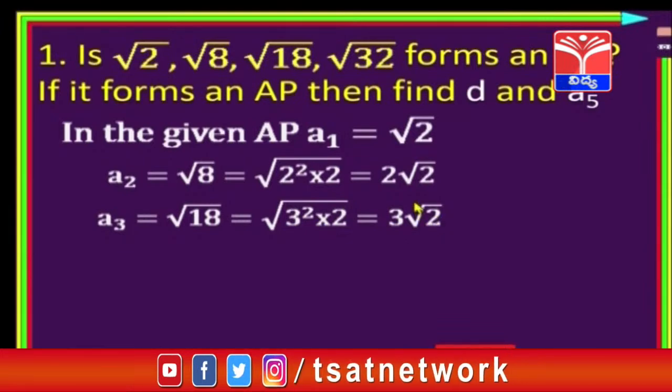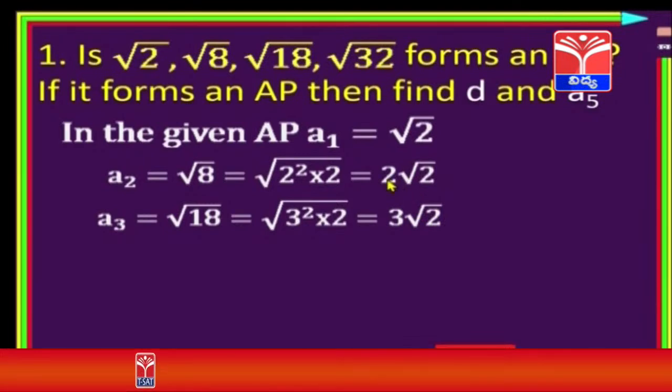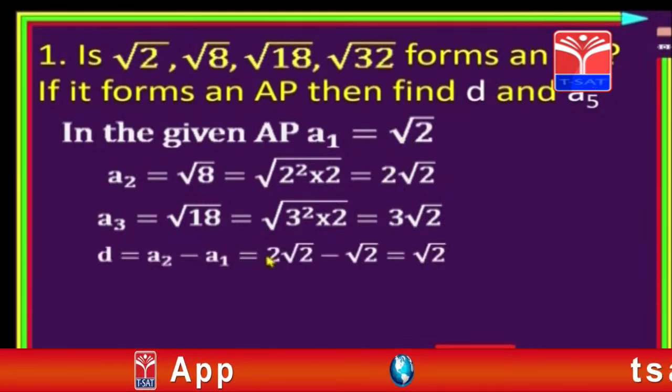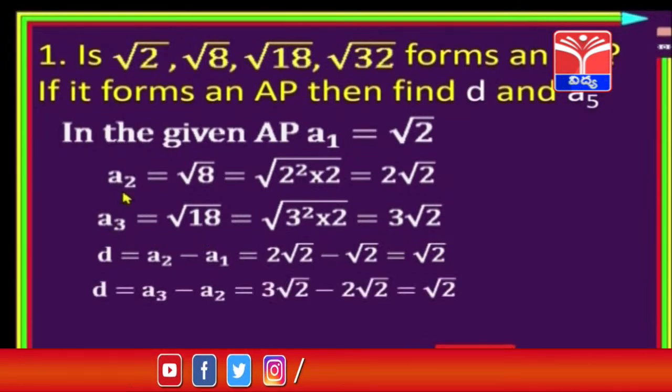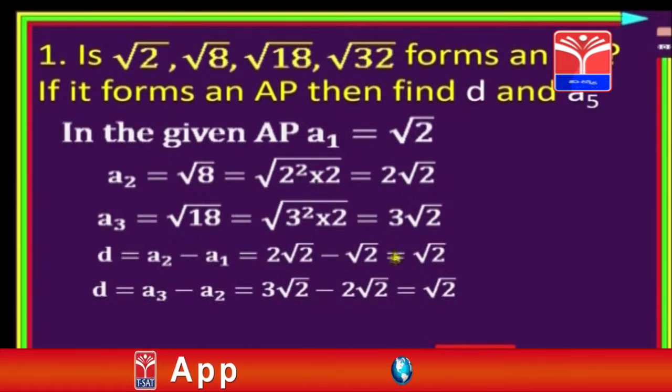Okay. Now find the difference between consecutive terms. So what is A2 minus A1? A2 minus A1 is 2 root 2 minus root 2, that is root 2. Next, what is the difference between A3 and A2? So that is A3 minus A2 is equal to 3 root 2 minus 2 root 2, which is equal to root 2. Here the common difference A2 minus A1 and A3 minus A2 both are same. So therefore we can say that the given terms form an AP.